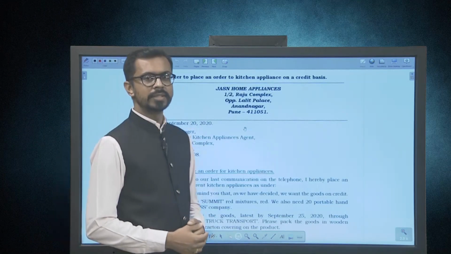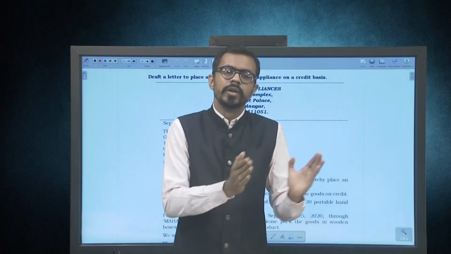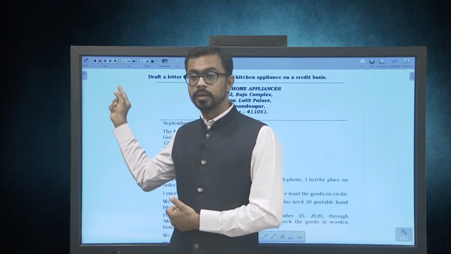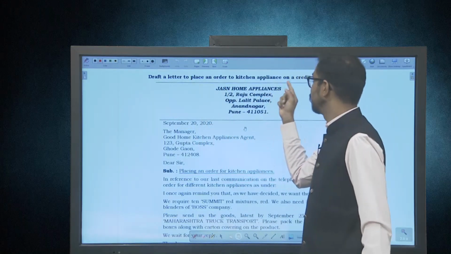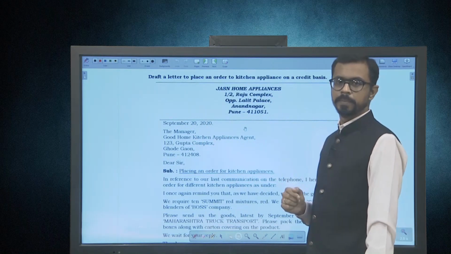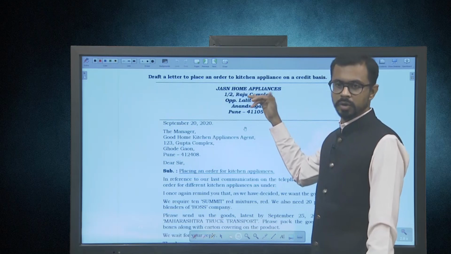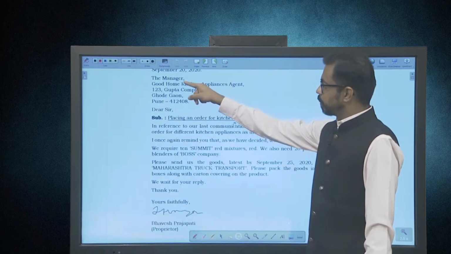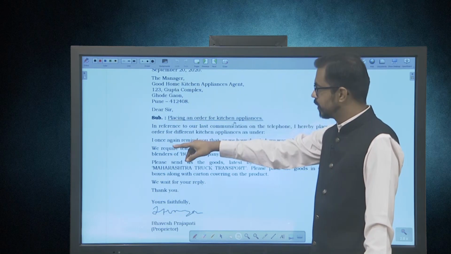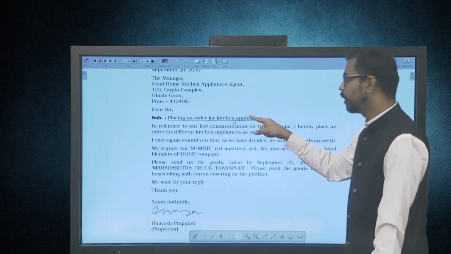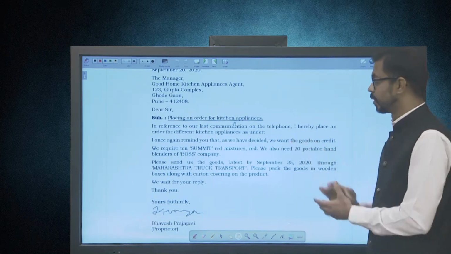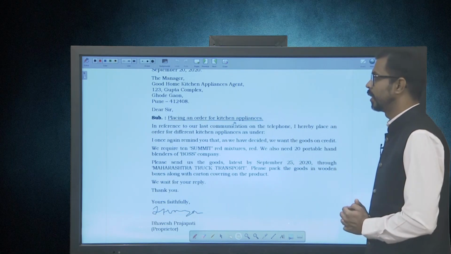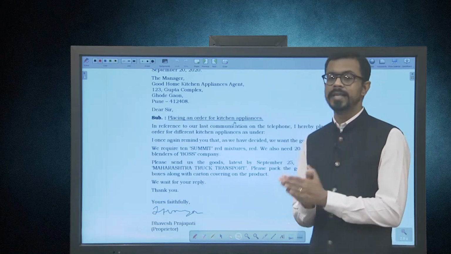Draft a letter to place an order to kitchen appliances on a credit basis. Okay, now this is a different topic. The order is to be placed on credit basis. The details of the sender, September 2020, factory, the manager, the details, dear sir, placing an order for kitchen appliances. Now let us look at the details here. In reference to your last communication on the telephone, I hereby place an order for different kitchen appliances as under.